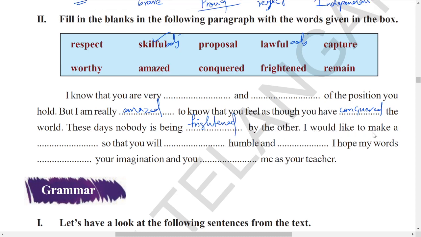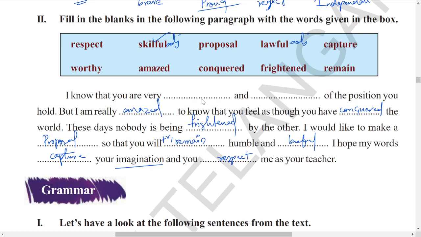Next, I would like to make a dash. I would like to make what? A proposal. Okay, next one, so that you will dash humble, you will remain humble. Will plus v1 is needed, and dash. Remain humble and lawful. Here you can use lawful. Next, I hope my words capture your imagination, because speaking about the attention, imagination, and you dash me as your teacher. You respect me.